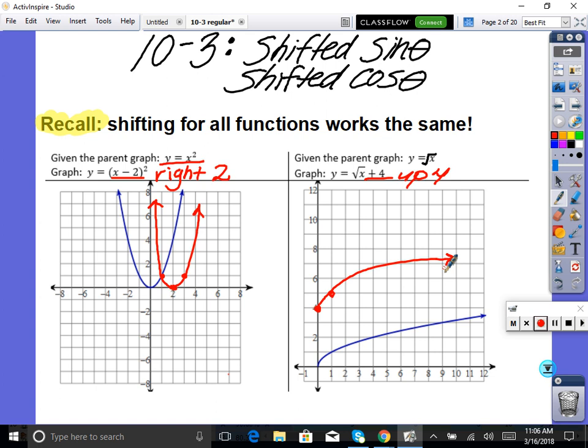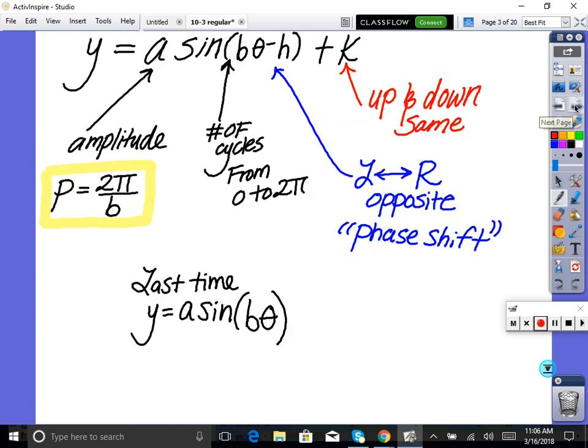So shifting for sine and cosine works the same way. So here's what the equation of a shifted sine function looks like. Write this down somewhere. You're really not going to even really use your note packet very much today. You're going to want blank paper, though. So, y for notes. Okay, so we have y is equal to a sine of b theta minus h plus k.